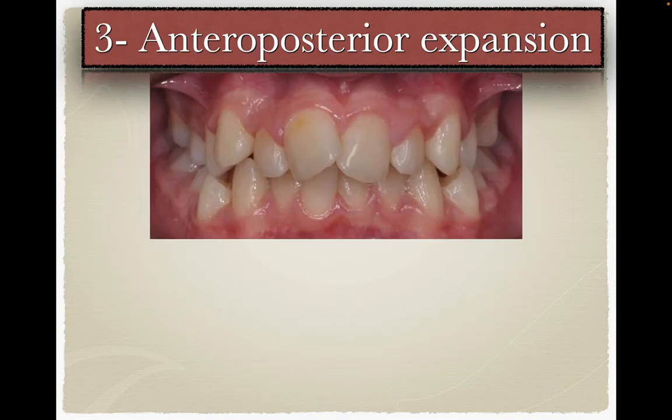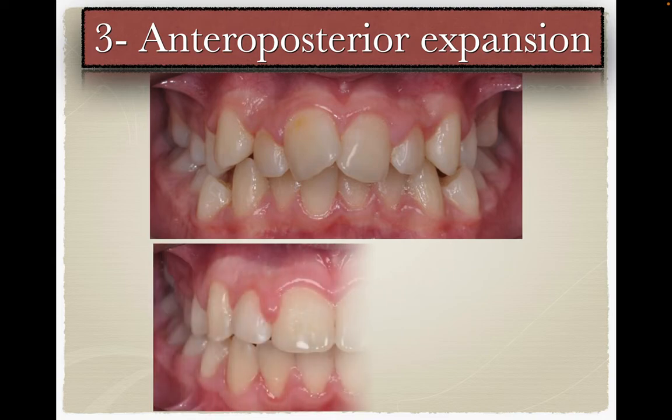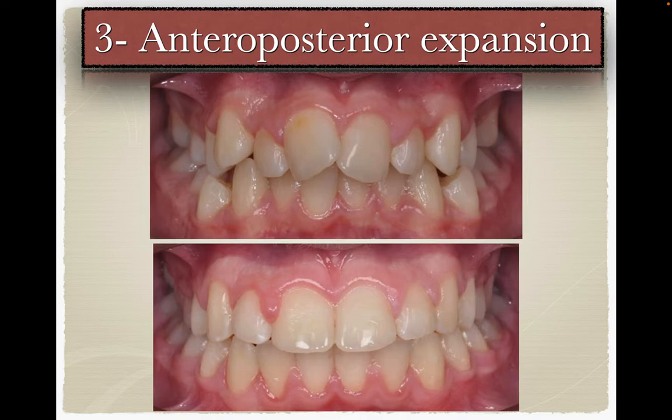Anteroposterior expansion, which is basically a proclination of the upper incisors. So how much can we procline these incisors? Proclination is a very efficient way of providing space, because each 1 millimeter of proclination will give you 2 millimeters of space.